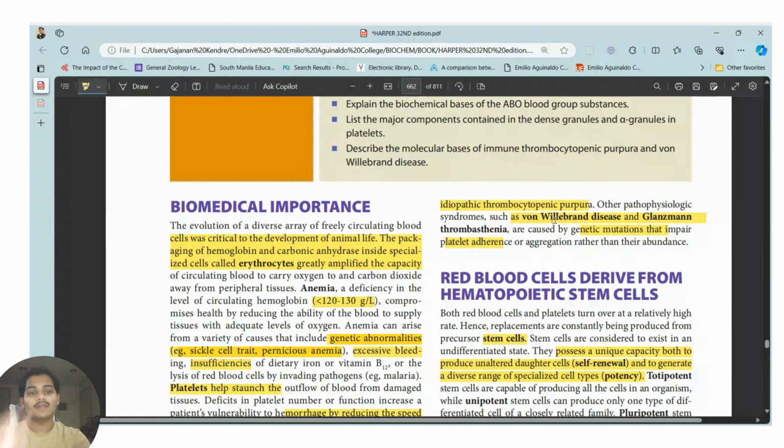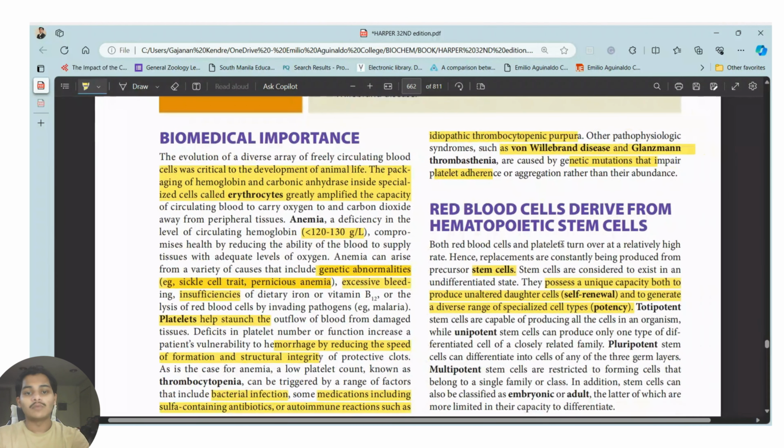Then, other pathophysiologic syndromes such as von Willebrand disease and Glanzmann thrombasthenia are bleeding disorders or hemorrhagic disorders. In both of them, the platelets fail to aggregate or adhere or form the perfect clot for stopping blood from the cut, but their platelet number is not reduced.